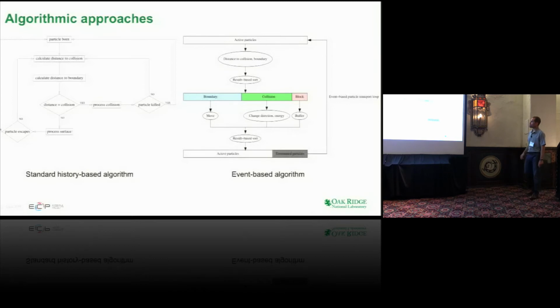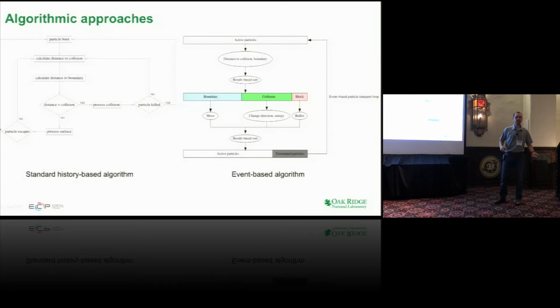So, what are the algorithmic approaches? What I have on the left is the standard way, and that's what the cartoon showed of how we've been doing this on MPI-based communication algorithms. Basically, you parallelize over particle histories, and we do more than that in detail, but the devil's in the details. Fundamentally, it's a simple linear flow where a particle's born. You calculate a distance to collision and a distance to boundary. You choose one or the other. If it's a collision, you process the collision. If not, you walk to the boundary, process the surface, and then you repeat.